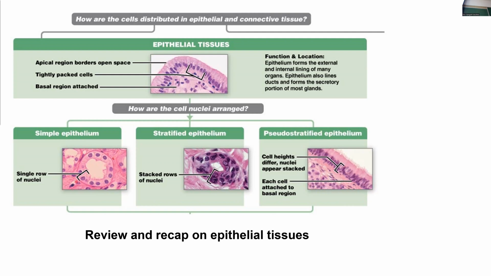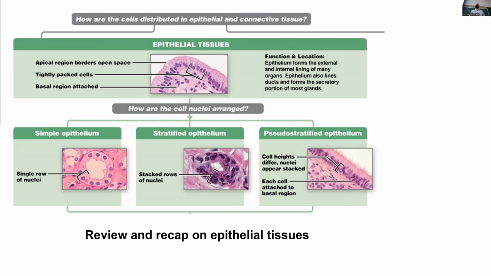And the reason they look like they're stratified is because the nuclei are kind of in different positions. Some are closer to the basal side, some are closer to the apical side. And so you have this look like they're stratified, but in fact, there's just one layer of cells along here. So these are cells, for example, that are found lining your trachea. And you'll see examples of this in lab as well. So just a review of simple versus stratified and introducing this new term pseudostratified.